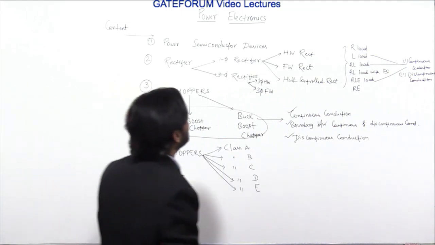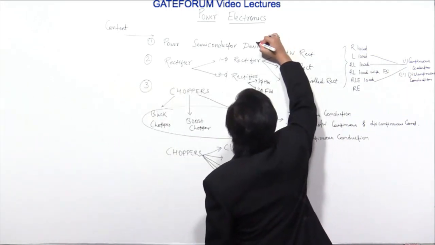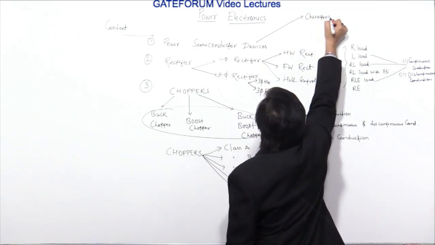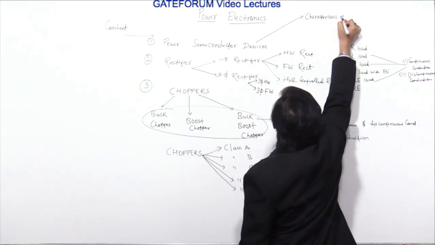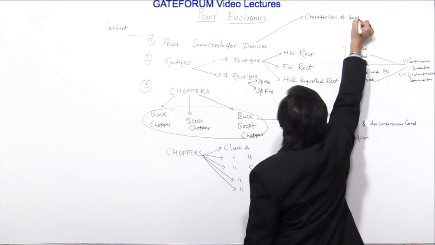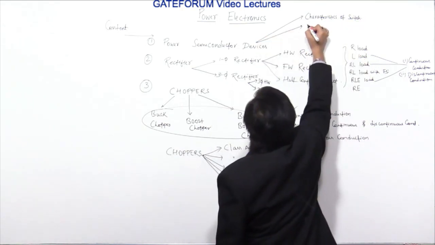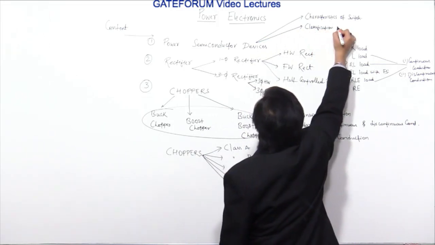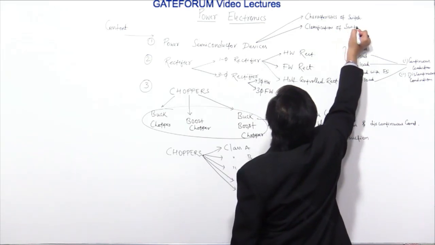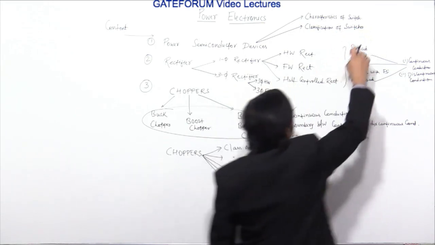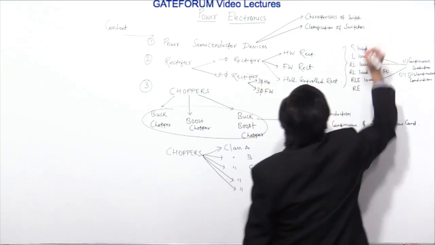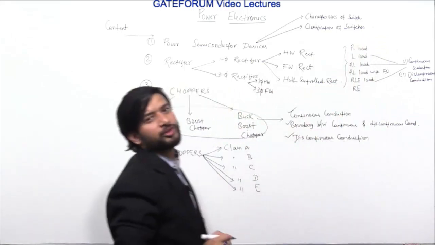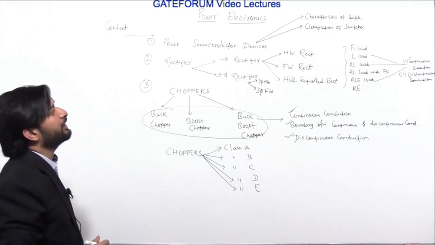And in power semiconductor devices, I told you that I'll be covering the characteristics of a switch, then the classification of switches. Different types of switches are there: unipolar switch, bipolar switch, unidirectional switch, bidirectional switch, semi-controlled switch, uncontrolled switch, fully controlled switch. So all that we'll cover in that part.